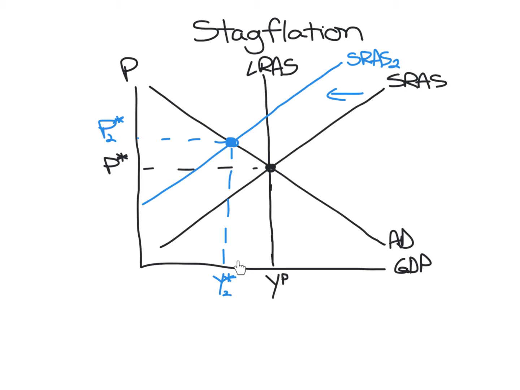Stag stands for a stagnating economy, right? GDP is recessing, it's falling. And then the inflation part comes from this inflation we see here.